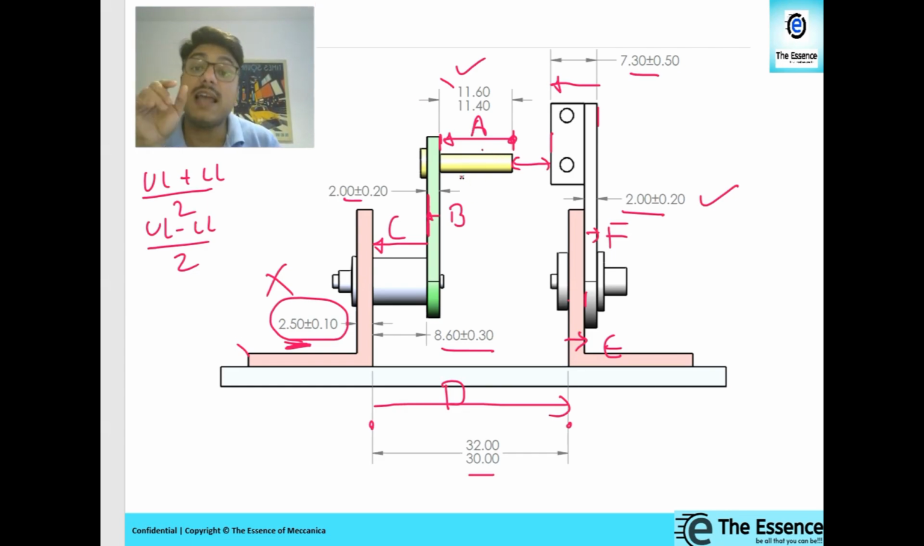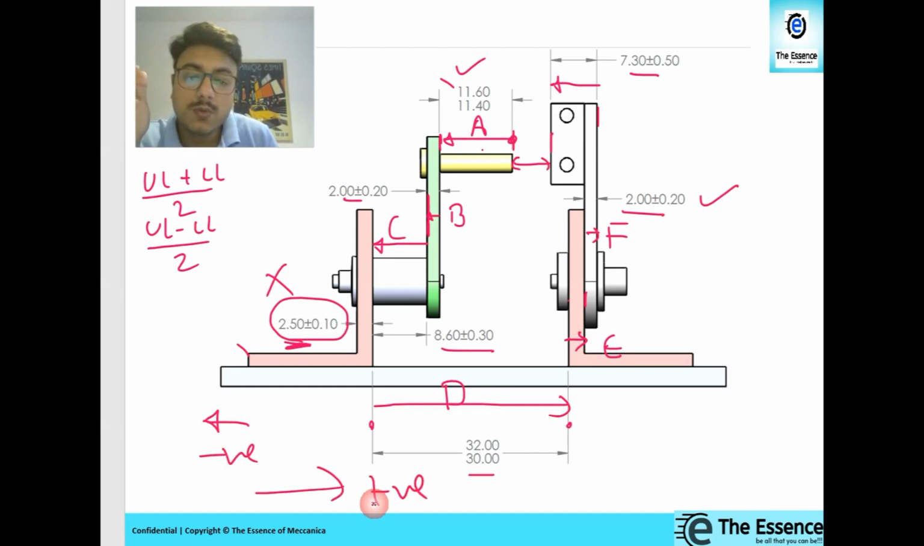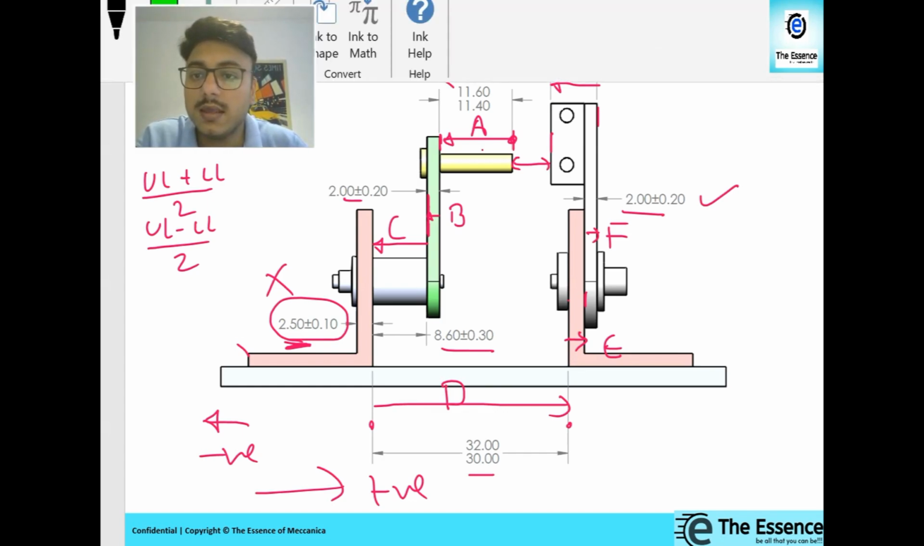So here, if I increase the dimension A, the gap will reduce, right? So in that way, A should be negative. So for me, this direction becomes negative and this direction will become positive. Now what happens if someone starts the loop dimensions from that direction, right? So let us do that as well. So I will just erase this all.